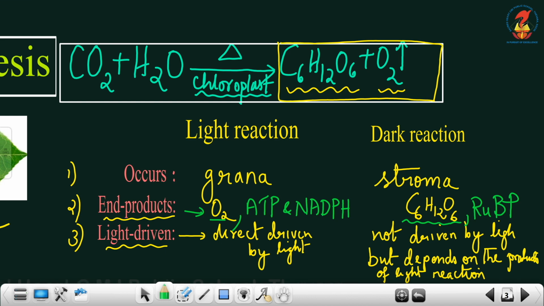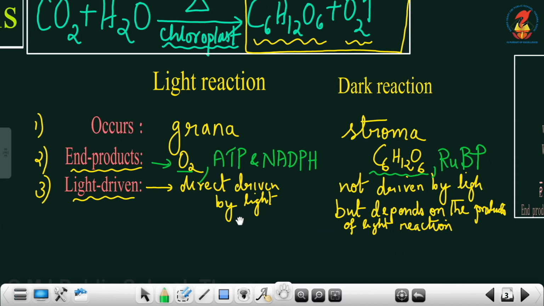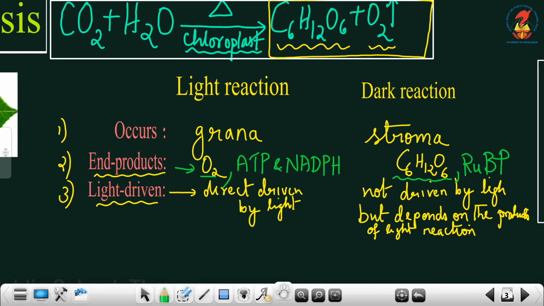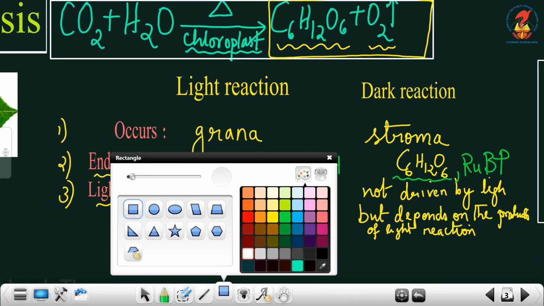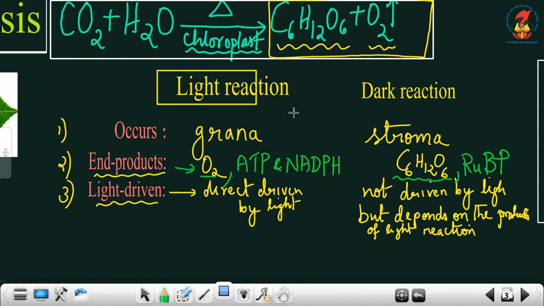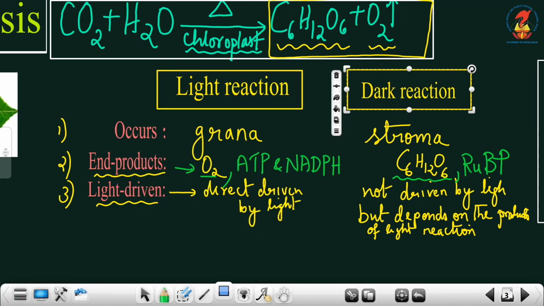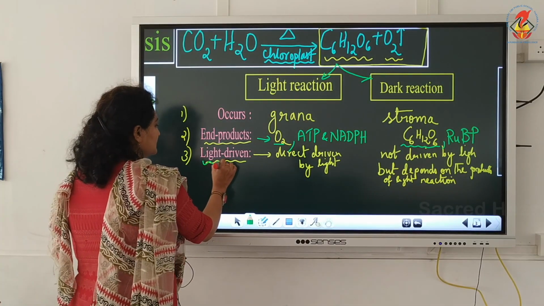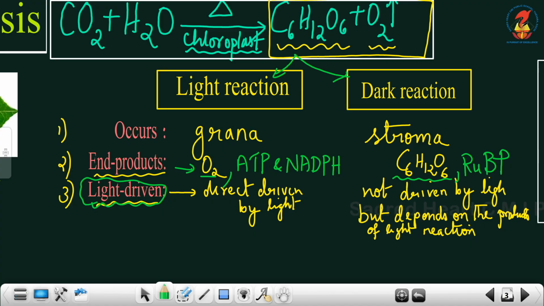So once again, let's look into the difference between light and dark reaction, the two phases of photosynthesis. Photosynthesis has two phases. The two phases are light reaction and dark reaction. And let the first point be this: why it is called light reaction? Yes, it is directly driven by light.